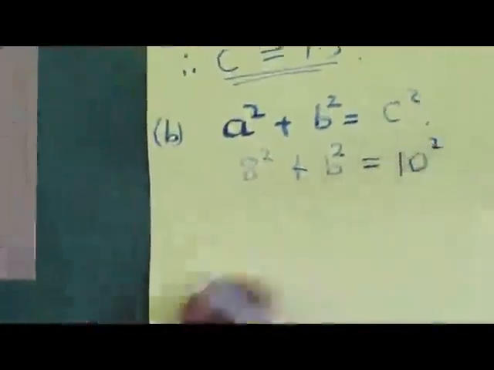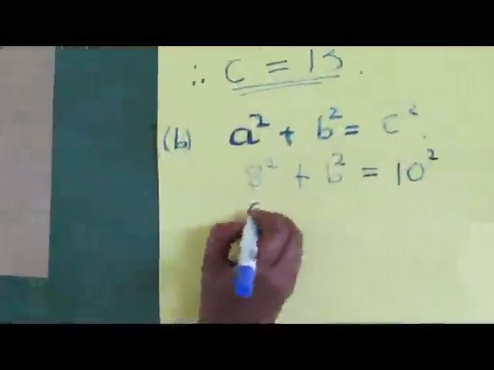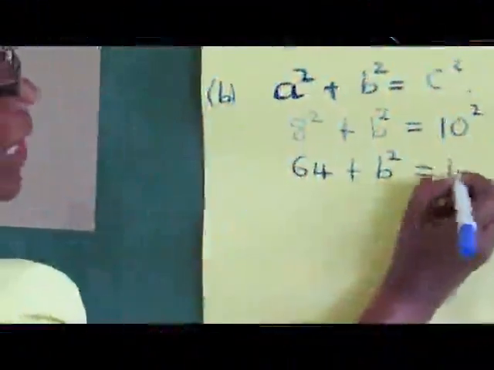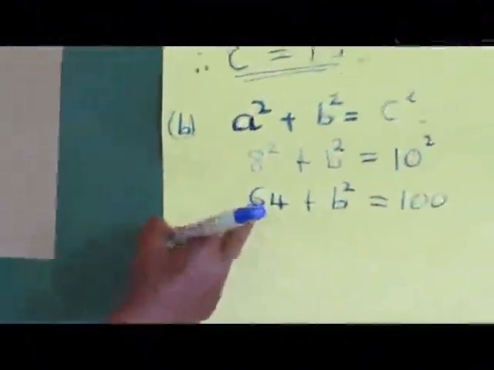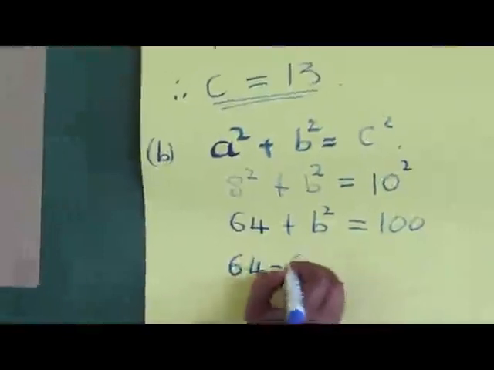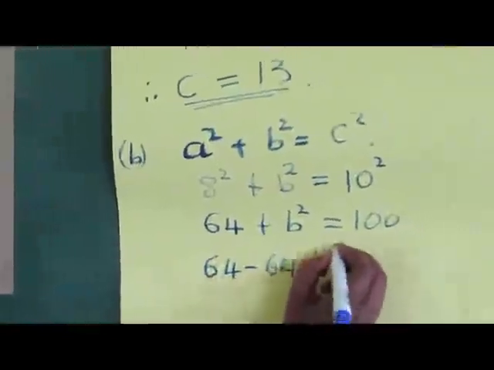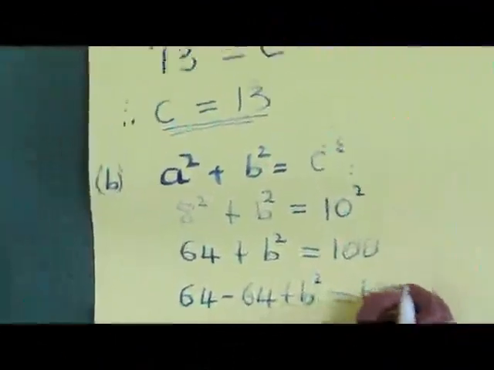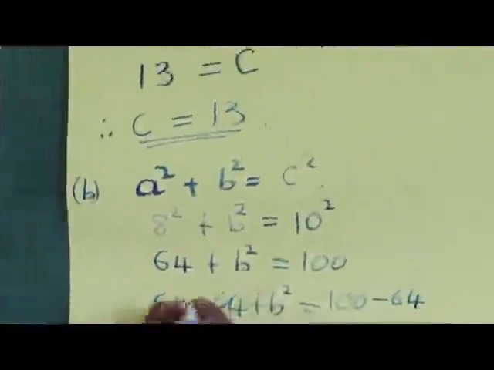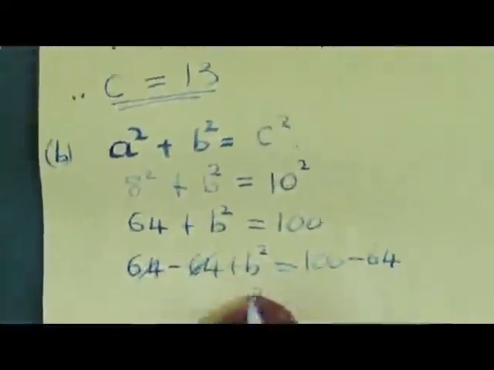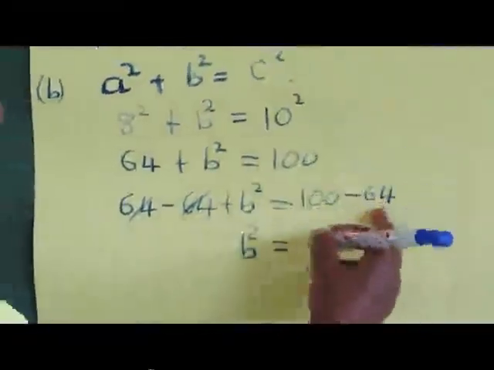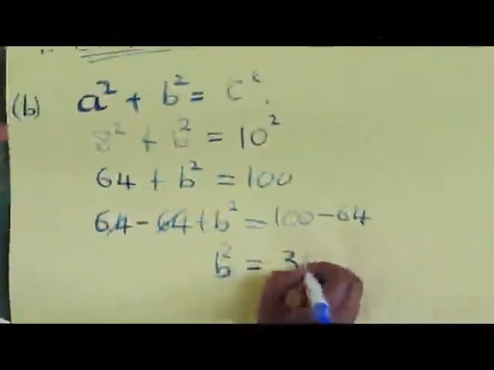You square it. So this is equal to 64 plus B square is equal to 100. Subtract 64 from both sides. You have 64 minus 64 plus B square is equal to 100 minus 64. 64 will cancel out, it is 0. You remain with B square, which is equal to 100 minus 64, you get 36.